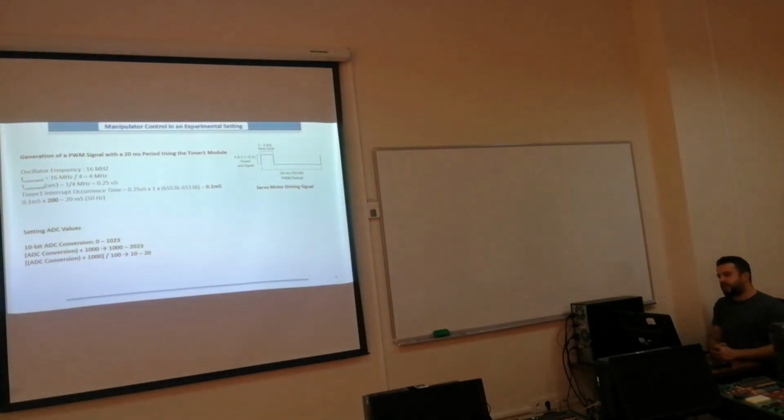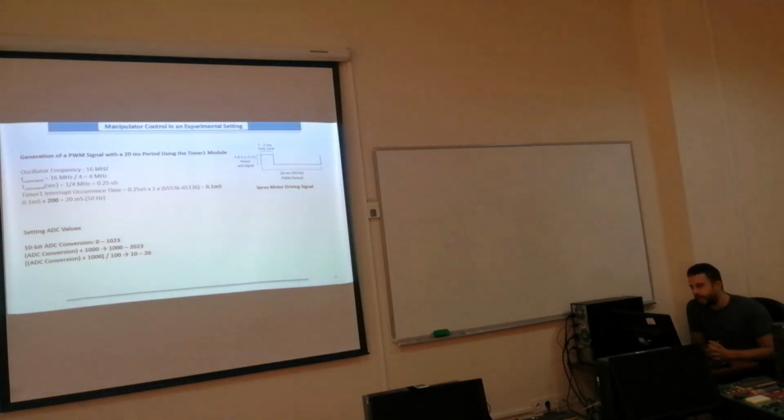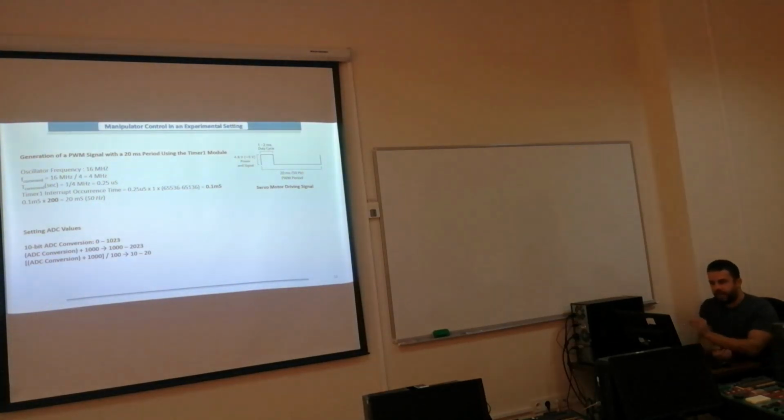Now we can proceed to the generation of 4 PWM signals. On the figure we can see our servo motor drive signal. In this process, the timer 1 module will enable the generation of the PWM signals required for motor control with a period of 20 milliseconds or 50 hertz. This process will be repeated 200 times. Firstly, we use an oscillator frequency of 60 MHz.